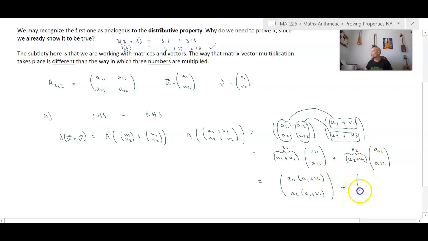Over here we'll have the similar result, a12 times the number u2 plus v2. I'm just choosing to write u2 plus v2 on the right-hand side just because we know that when you multiply two numbers, the commutative property holds. 3 times 4 is 4 times 3. It doesn't matter what order you multiply two numbers in. Down here we'll have a22 times u2 plus v2.